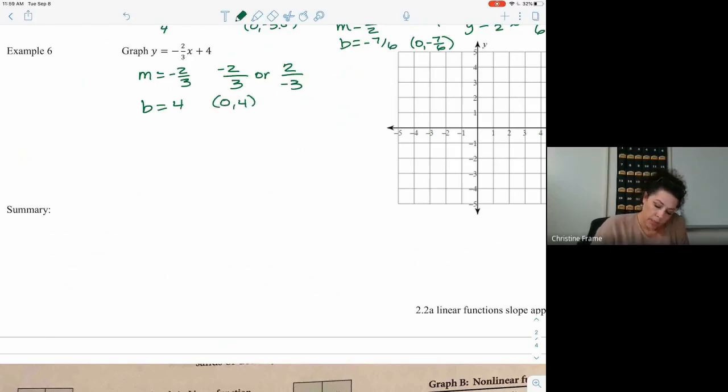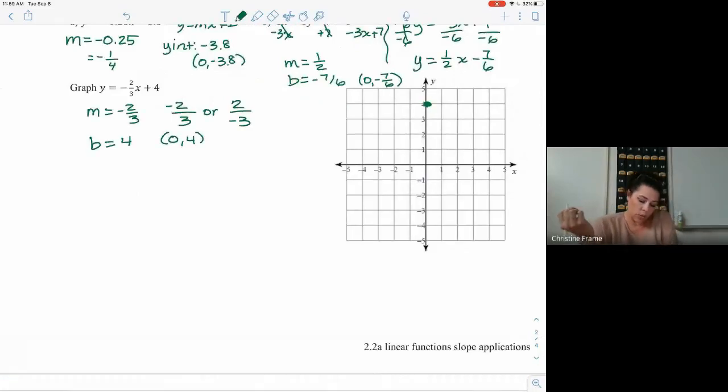So we start at the point 0, 4, and then we want to either go down 2 or right 3, and I think that'll work. Down 2, right 3. And there's your rise and your run. And that's pretty much all you can do because you're off the graph at that point. And there you have your graph.